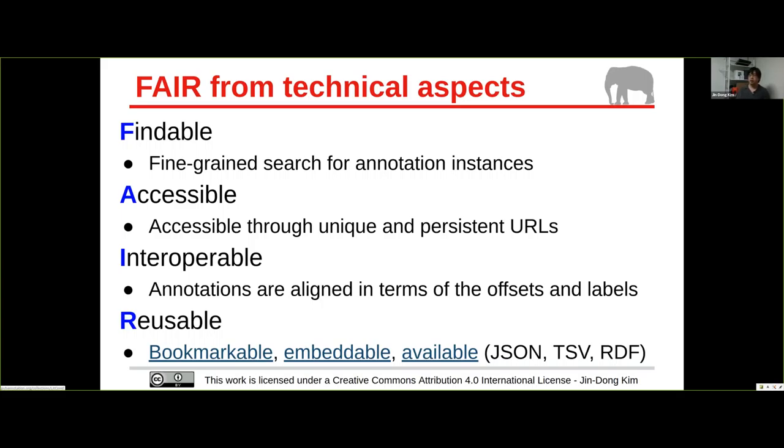Without the alignment, those annotations cannot be used together because those base texts are different. It would be very tricky to use them together. But on PubAnnotation, those annotations are all aligned to the canonical text, so it's easy to use them together or in comparison. And those semantic labels also should be aligned. But at the moment, we are not doing anything for that part.